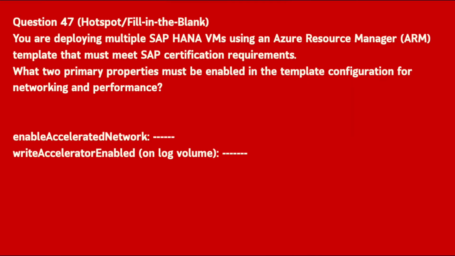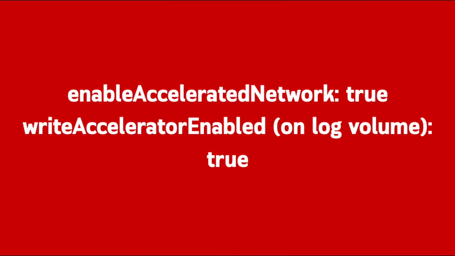Next question. You are deploying multiple SAP HANA VMs using an Azure Resource Manager template that must use SAP certification requirements. What 2 primary properties must be enabled in the template configuration for networking and performance? Enable accelerated networking and write accelerator on the log volume. So you have to set enableAcceleratedNetworking equal to true and writeAcceleratorEnabled equal to true. This will help you meet the SAP certification requirement and enhance the performance.